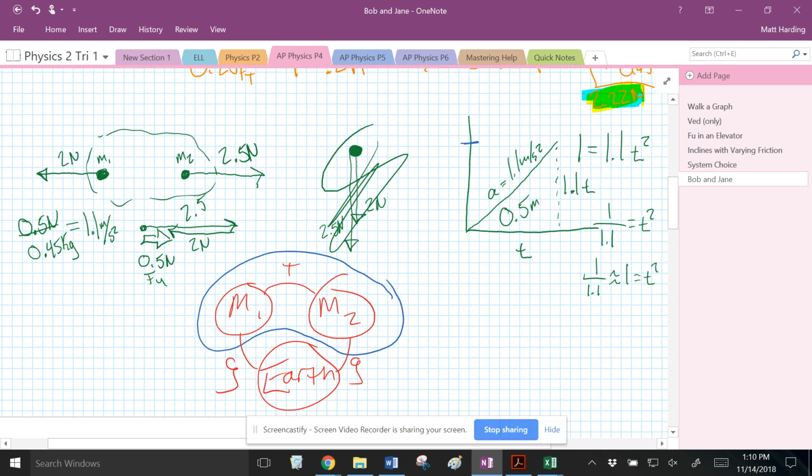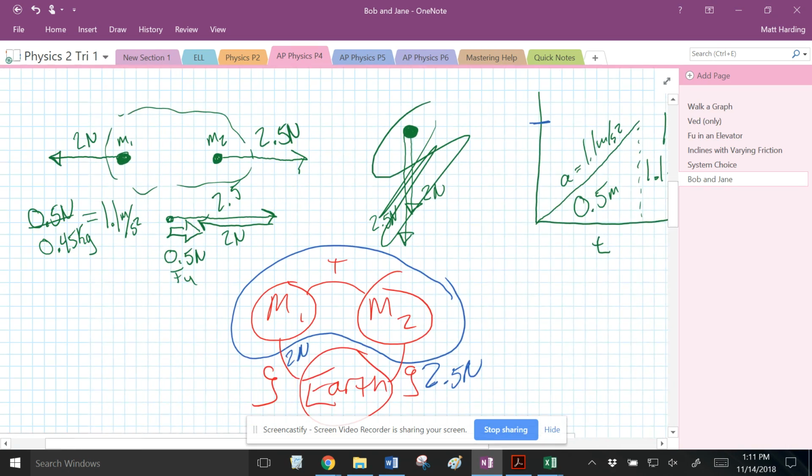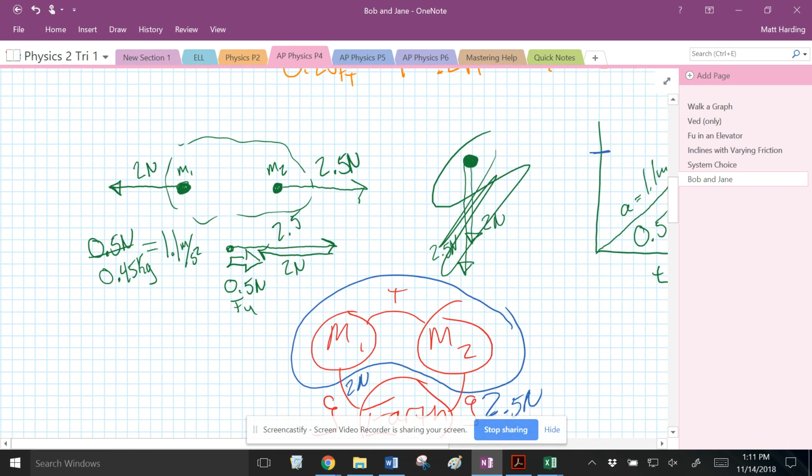If I put a system boundary around M1 and M2, that's why I'm ignoring the tension in this solution. I'm just worrying about the gravitational interaction for M1, which is 2 newtons, and the gravitational interaction for M2, which is 2.5 newtons. Inside the system is M1 and M2, a total mass of 0.45 kilograms.